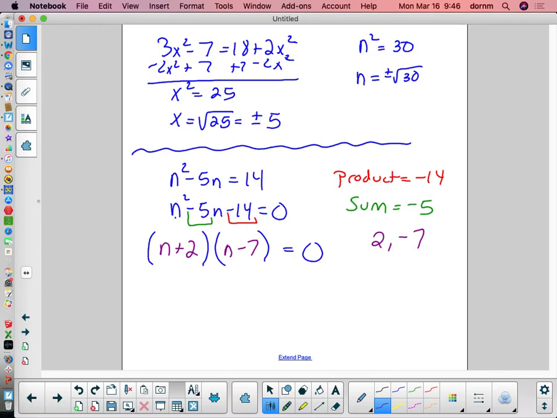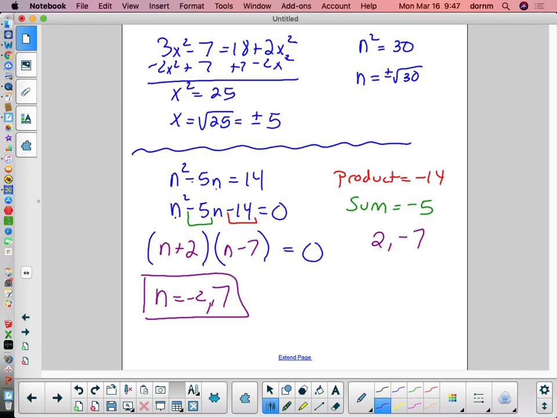I still need to solve it. What number would I put in here that would turn this into a 0? Because this needs to be a 0. What value could I put in for n to make this 0? Negative 2. How about here to make this one a 0? Positive 7. So my actual solutions for this equation are negative 2 and 7, which means if I put negative 2 in here, negative 2 squared minus 5 times negative 2 equals 14.